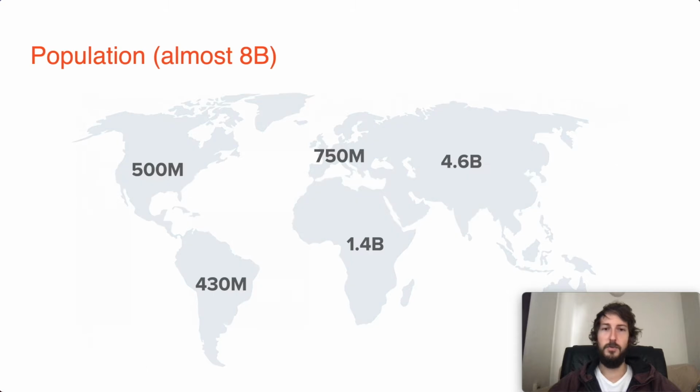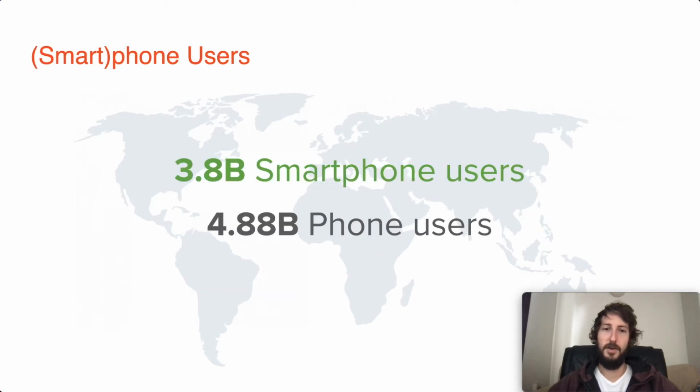Because if we look around the world, there are 8 billion people, but they are all distributed all over the place. Asia has the biggest chunk of it, followed by Africa, and the remaining part split between North and South America, Europe, and Australia. Out of these 8 billion, less than half are running on a smartphone. A bit more than half on a phone.